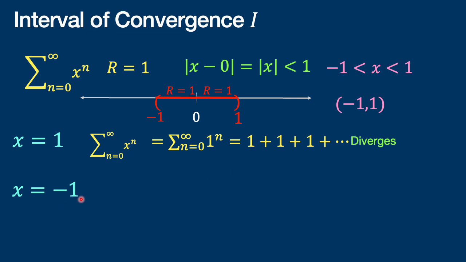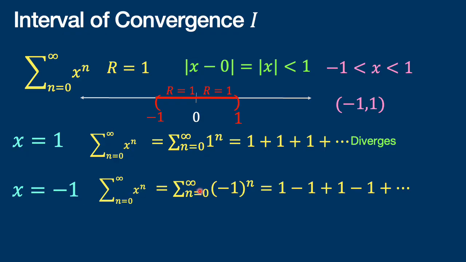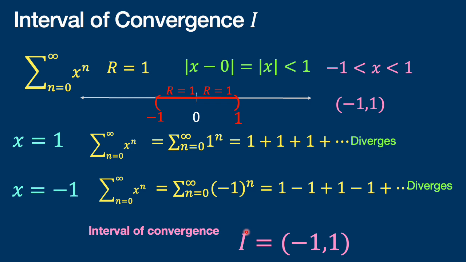At x equal negative 1, the series has negative 1 to the nth power. This is an alternating series: 1, negative 1, plus 1, negative 1. This series also diverges. So what is the interval of convergence? Both endpoints diverge. Now we have the interval of convergence from negative 1 to 1. Negative 1 and 1 are not included in the interval of convergence.